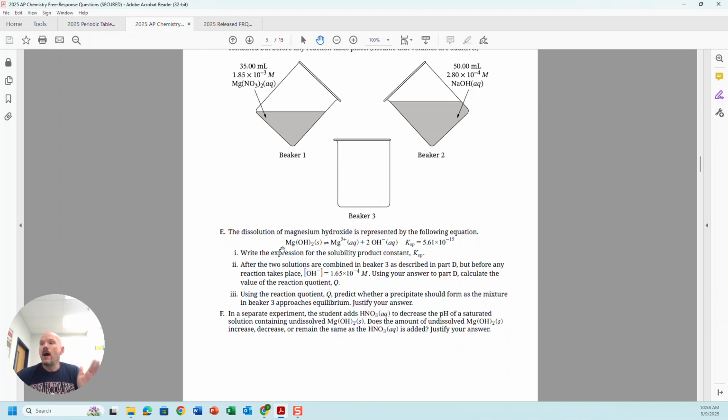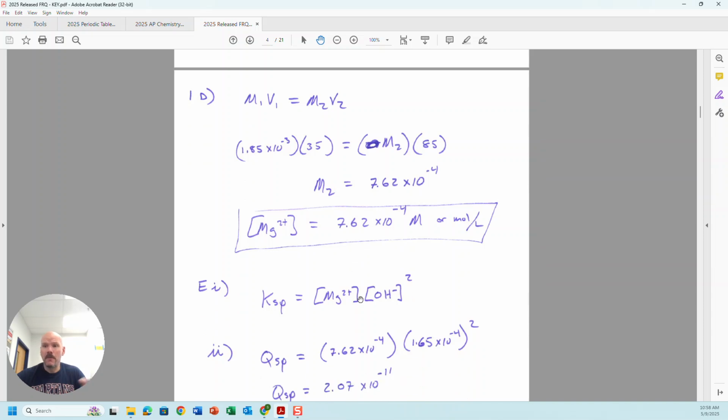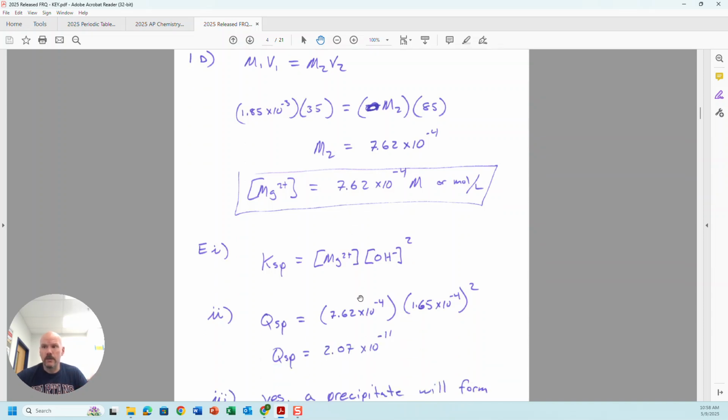But anyway, they give us the dissolving of, making a solution of magnesium hydroxide. They give us the KSP for it, so the equilibrium constant for this process. And part 1, write the equilibrium expression. Now remember, it's been a while since Unit 4 and all of our equilibrium stuff, but remember, you don't include solids in the equilibrium expression. And KSPs are always just solids dissolving in water.